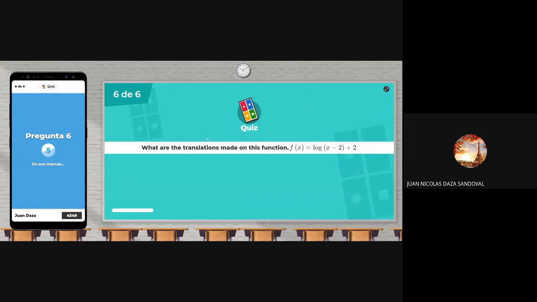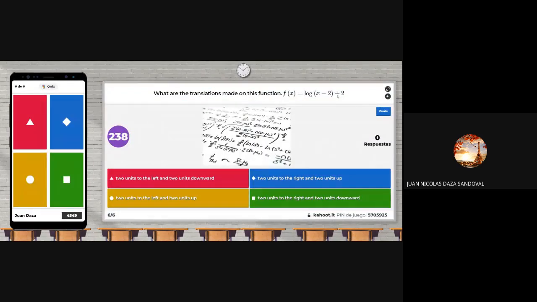Next one: what are the translations made to this function? log of x minus 2, plus 2. In this case, with the minus 2 you have to be very careful because it becomes a plus 2. It will be moving 2 units to the right, and the plus 2 means 2 units in the vertical way, so it means 2 units up. So the correct answer will be the blue one.